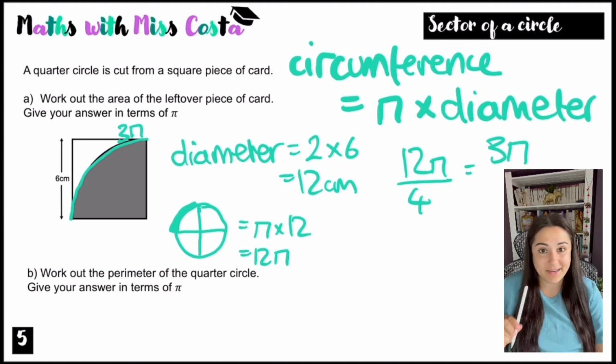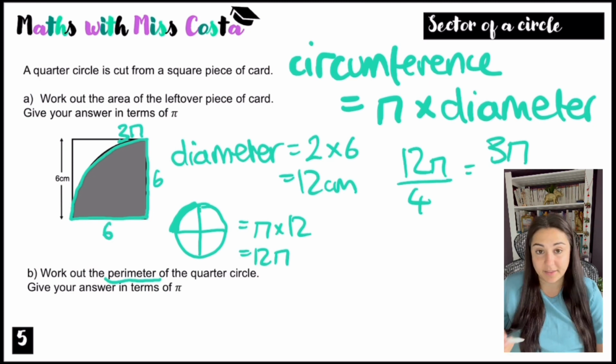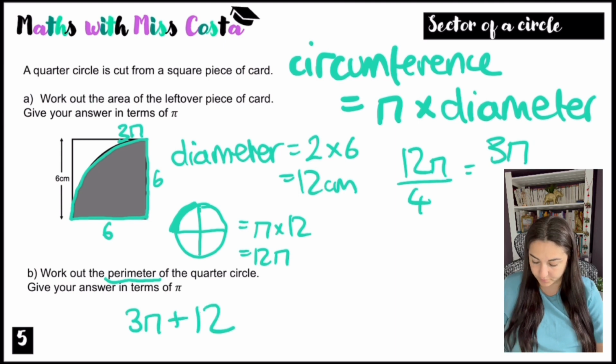However, I am being asked to work out the perimeter of the quarter circle. Now, perimeter is all the way around, adding up all of the lengths of the outside. So that is 3 pi, but I also need to add this part, which is 6 centimeters, and this part here, which is 6 centimeters. So the perimeter of the circle would be 3 pi plus 12. And that's your final answer.